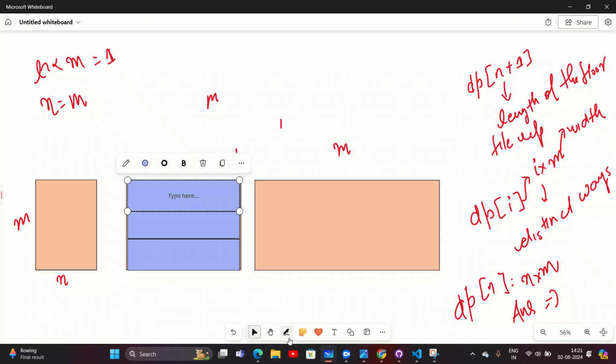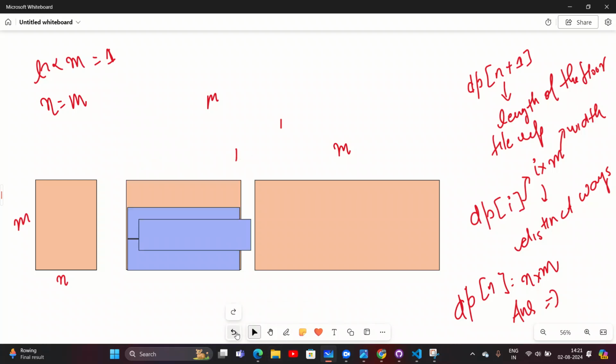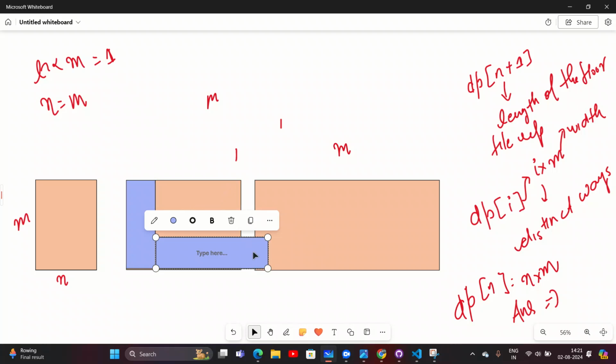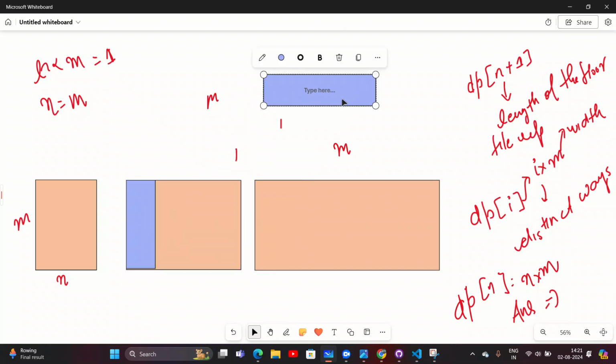But what will happen if we try to place both horizontal and vertical tiles on this floor? Suppose we have placed a vertical tile here. If we want to place a horizontal tile here, it is going to exceed the boundaries of our floor. So there will only be two possible ways. Either we can place all the tiles horizontally or all the tiles vertically. So for n equal to m, there will be two possible ways.